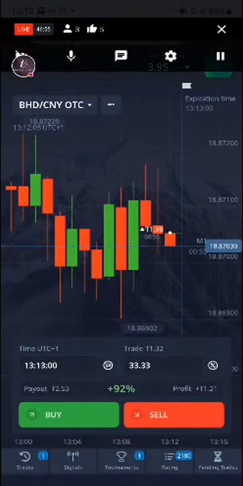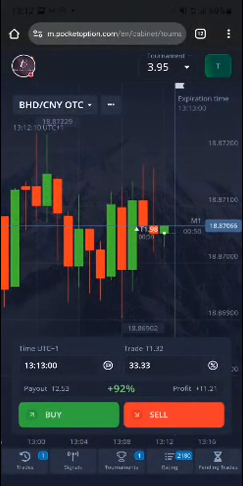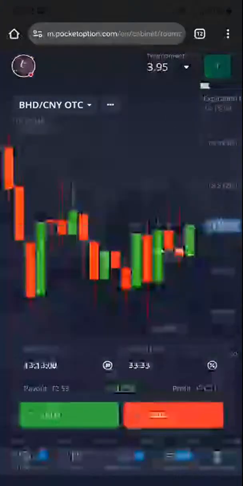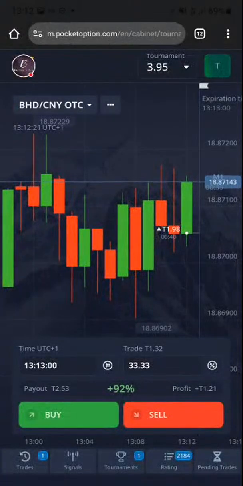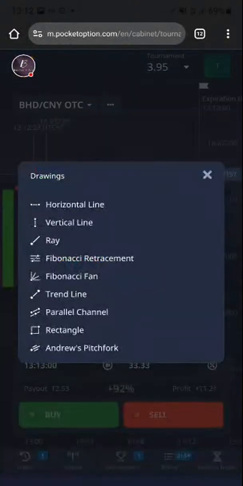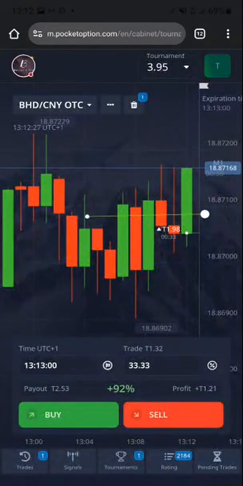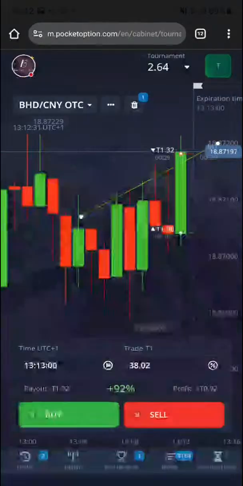All right, I'm going with buyers here, and I'll tell you why. You see, this is a ranging market. This is a range, and inside this range, we have this market sequence. If you pay attention to the way the market is moving, you'll see that we have two red, then green, then two red, then green, then two red, then green. Let's go with sellers here.